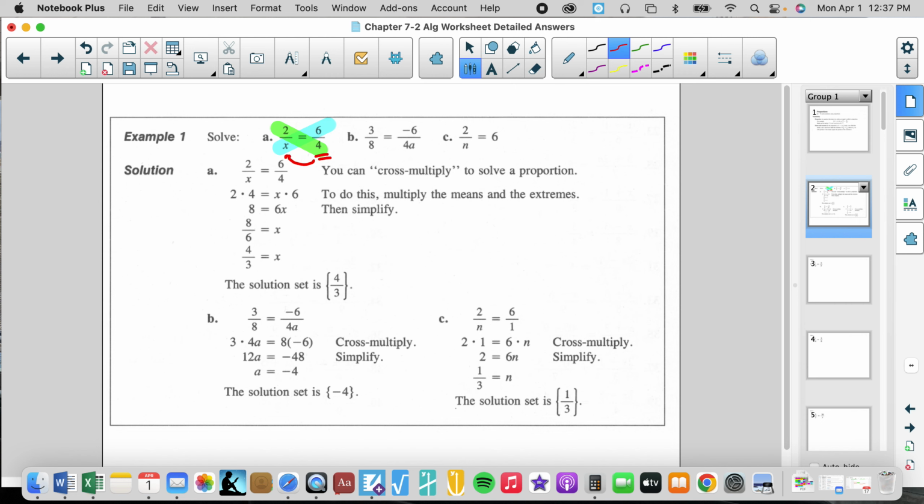So 6, if we divide 6 by 3, we get 2. So if we divide 4 by 3, we get x. Hence the answer is 4 divided by 3. So that is the other proportional method. Or we can set up an equation. So lots of different ways.